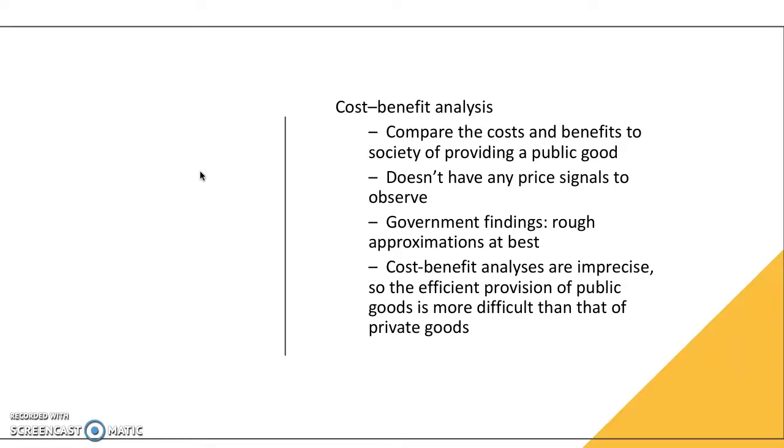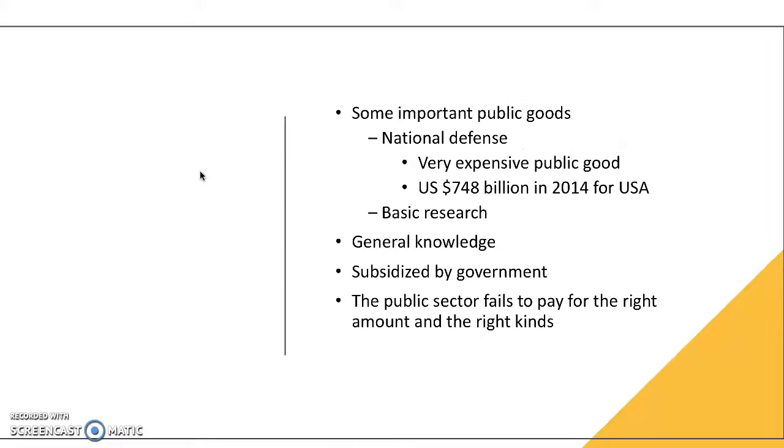Cost-benefit analysis compares the costs and benefits to society of providing a public good. It doesn't have any price signals to observe. The government's findings are rough approximations. That's a duplicate. I went through that slide already.